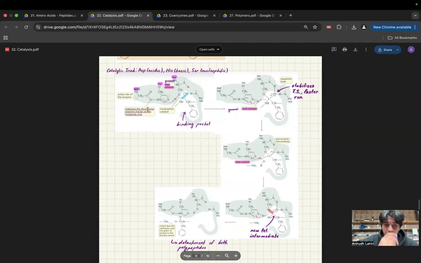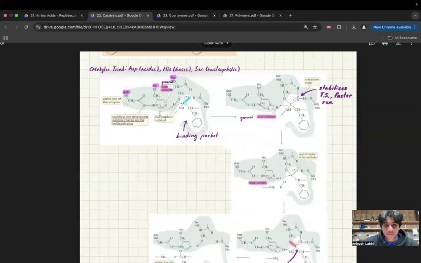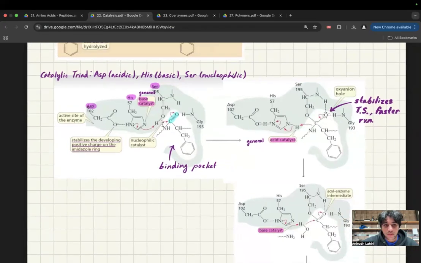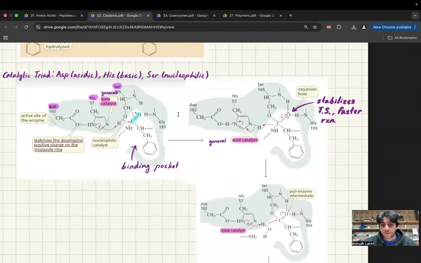We stabilize the developing positive charge in the imidazole ring with aspartate because it's acidic, right? Plus and minus. Histidine is basic, so it acts as a base catalyst. So these electrons come down and deprotonate this H here. And we have the nucleophilic catalyst here, this O, the serine that just got deprotonated and can now attack the carbonyl, kick up this O.